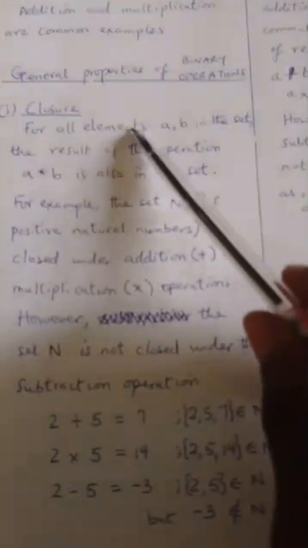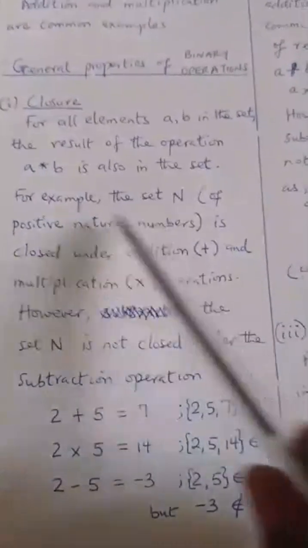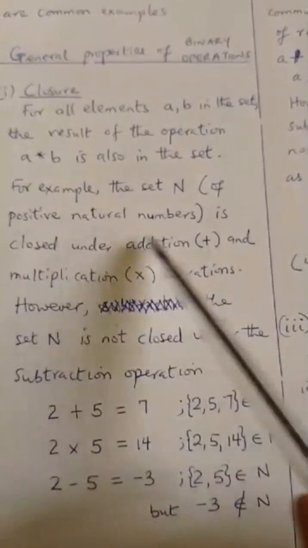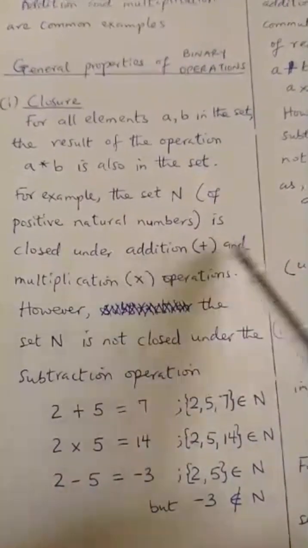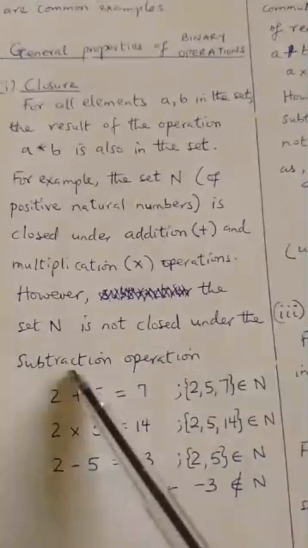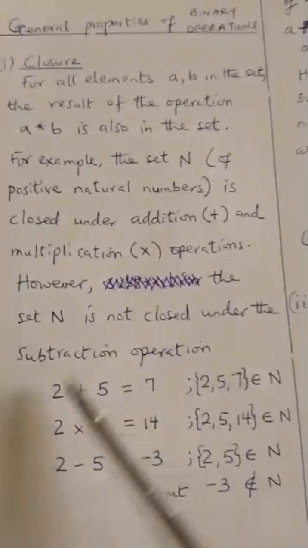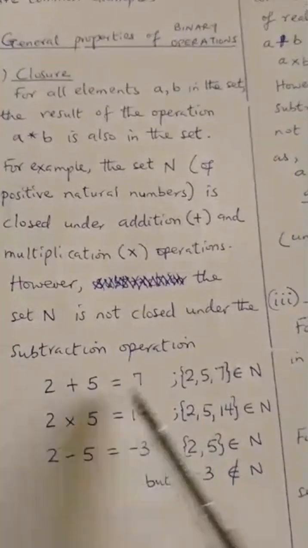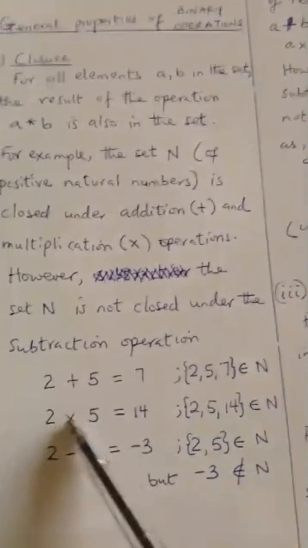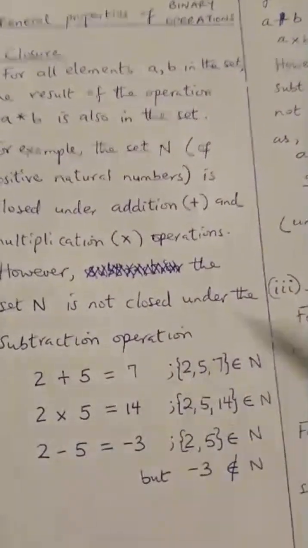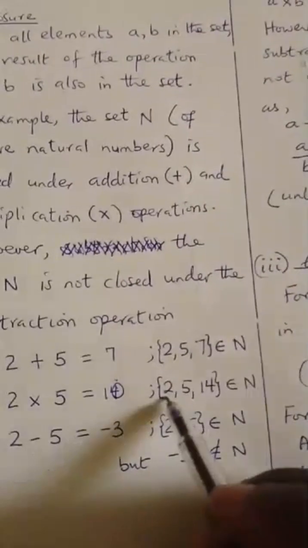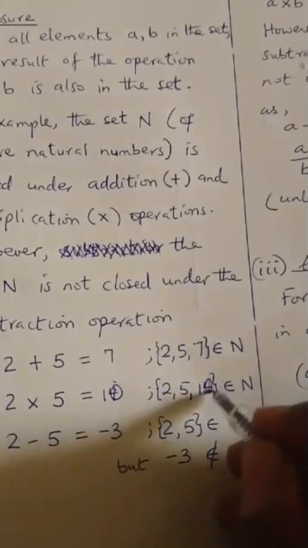For example, the set N, the set of positive natural numbers, your counting numbers, is closed under addition and multiplication operations. However, the set N is not closed under the subtraction operation. What do we mean? Look at addition: 2 plus 5 gives 7. They all belong to the set of positive counting numbers. Look at multiplication: 2 times 5 gives you 10. You can agree that 2, 5, and 10 are all positive natural numbers.